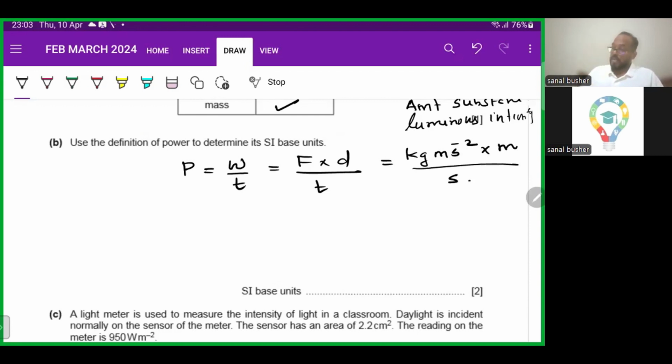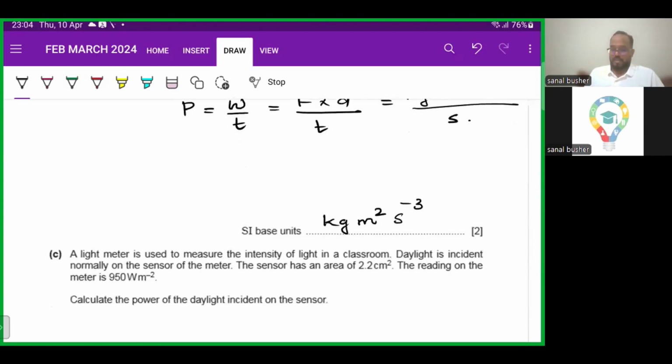Now we can rearrange this unit. So it will be kg m squared, and second will go to the numerator, so it will be second to the power minus 3. You understood? Whenever they ask for derived units, you write the formulas and write the unit separately, rearrange it in this form, you will get it. Is that clear? Next question we will check.